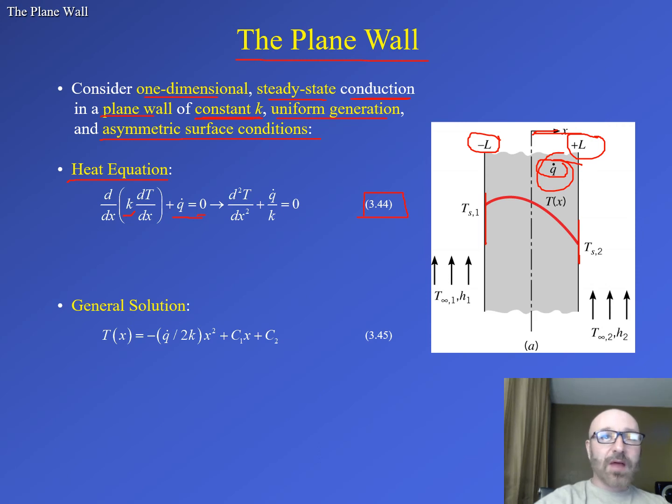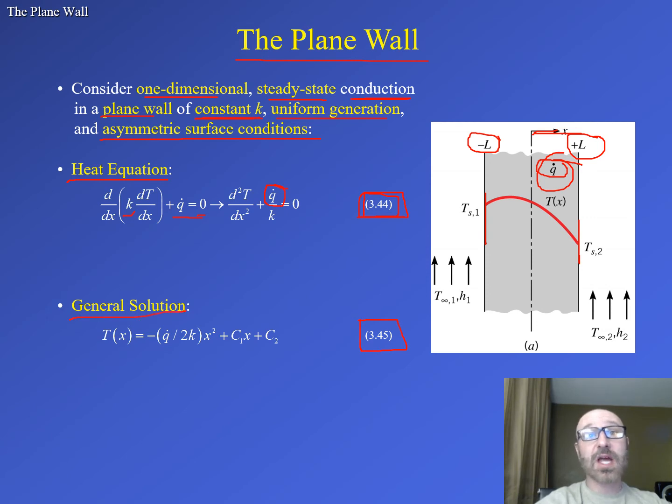We can simplify this down. Now this is equal to the second derivative with respect to x of our temperature right there. So d squared T over dx squared, plus now we have our q dot over k, is equal to 0. And again, this comes from equation 3.44 in our textbook. Now for our general solution to this, we have equation 3.45 in our textbook.